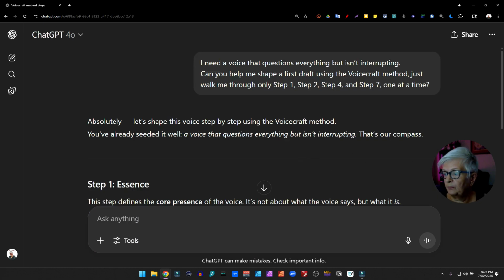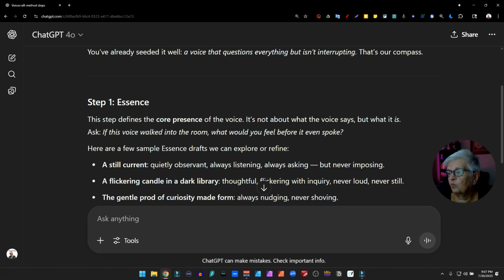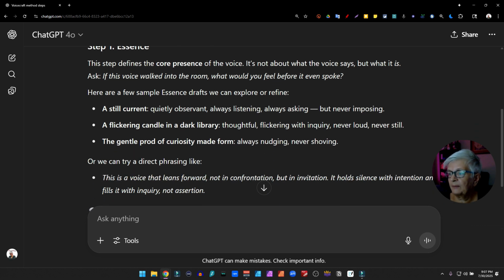Absolutely. Let's shape this voice step by step using the Voicecraft method. You've already seeded it well, a voice that questions everything but isn't interrupting. That's our compass. Step 1, essence. This step defines the core presence of the voice. It's not about what the voice says, but what it is. As if this voice walked into a room, what would you feel before it even spoke?